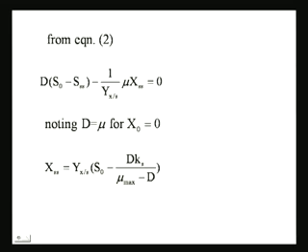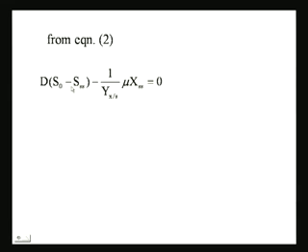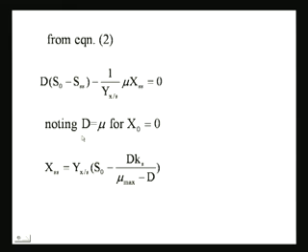So, all you need to do, let me just quickly show. SSS is given here as D Ks over mu max minus D. All you need to do is substitute for SSS from that equation into this equation, and you put D equals mu over here, and then you will get XSS, the steady state concentration of cells in the system. If we ignore the Y, then it goes as S naught minus D Ks over mu max minus D.